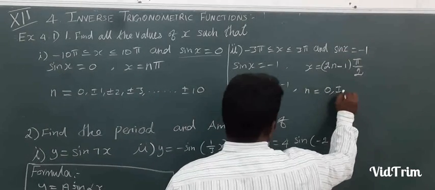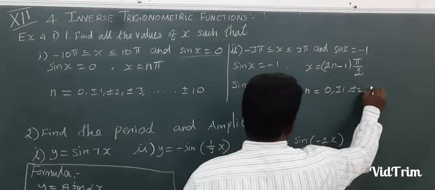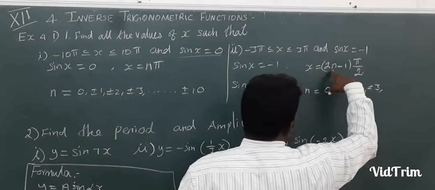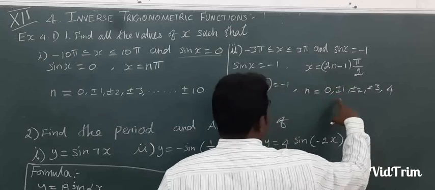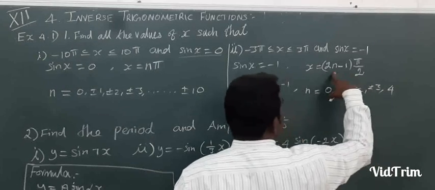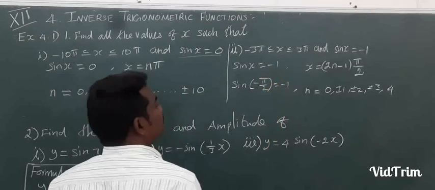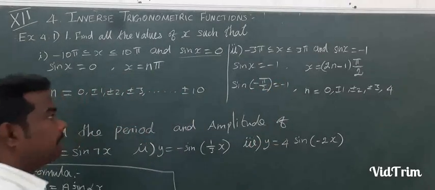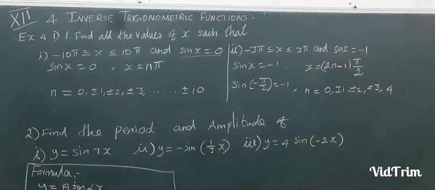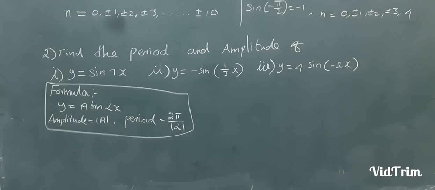So plus or minus 1, plus or minus 2, and plus or minus 3, and 4 also will come for that. You may substitute all the values here and find out whether it gives the minus value or not. That is the easiest method to find all x values for sin x is equal to 0 and sin x is equal to minus 1. And next is the second Roman letter.